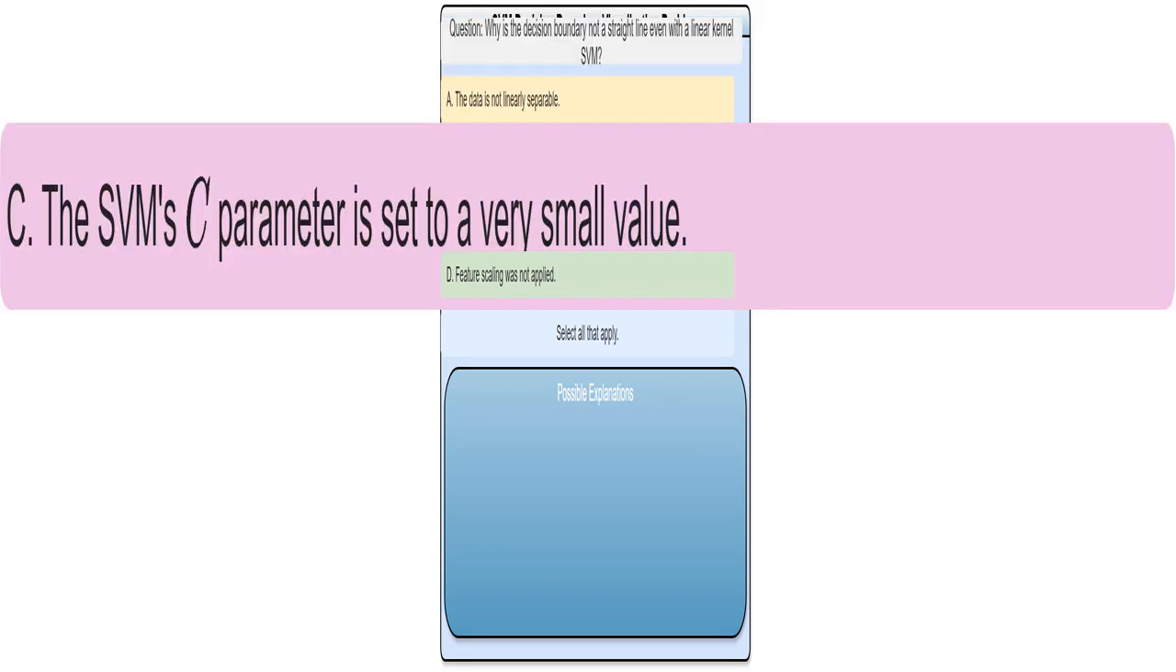The C parameter controls how strict the SVM is. A small C means the SVM is more tolerant of misclassifications, points on the wrong side of the line. To minimize errors, it might create a curvy boundary even if the data is mostly linear. Think of it as bending the rules a bit to fit the data better.